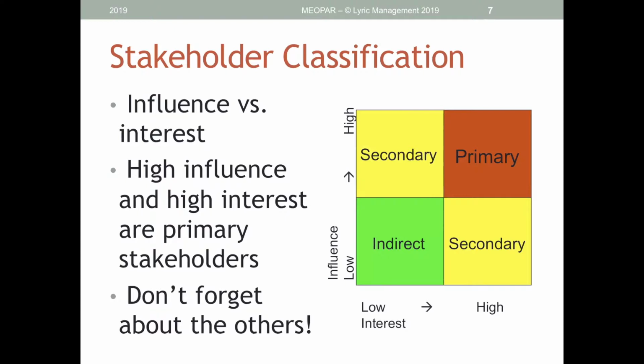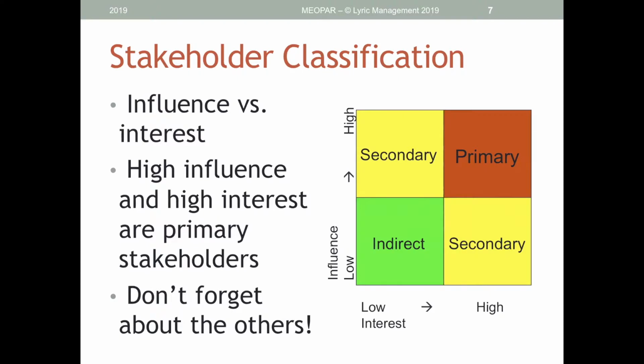And so we can assess these based on their level of influence and their level of interest. Stakeholders with a high level of influence, as well as a high level of interest or involvement in the work that's going to go on in the project, would be considered primary stakeholders. But it's really important not to forget about the other stakeholders.